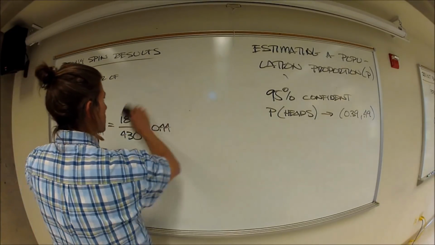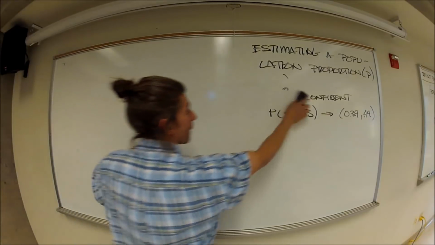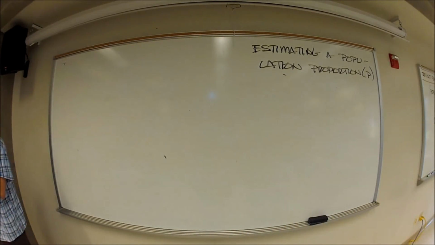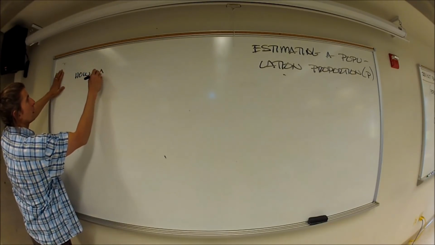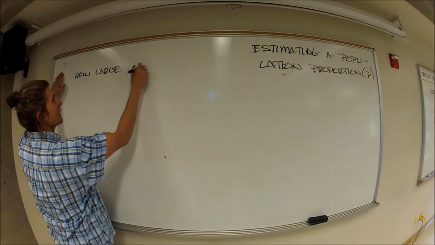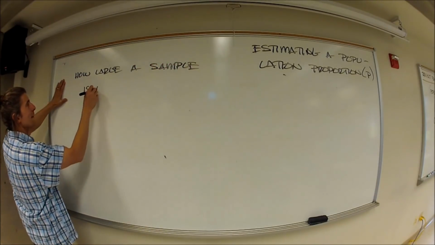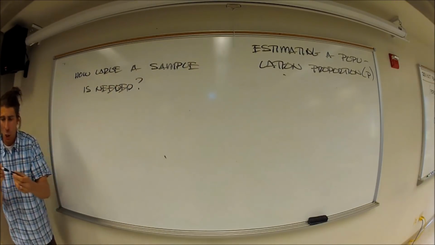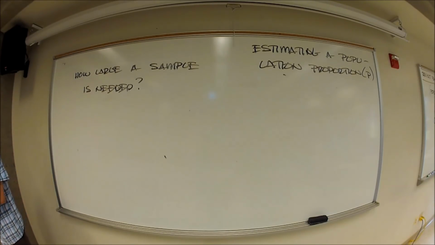Let me get rid of this because we don't need it anymore. So the question of the hour is, how large a sample is needed? Now, we've partially answered this with the restrictions for the binomial. We know that n times p and n times q have to be at least 5. But that's a bare minimum.